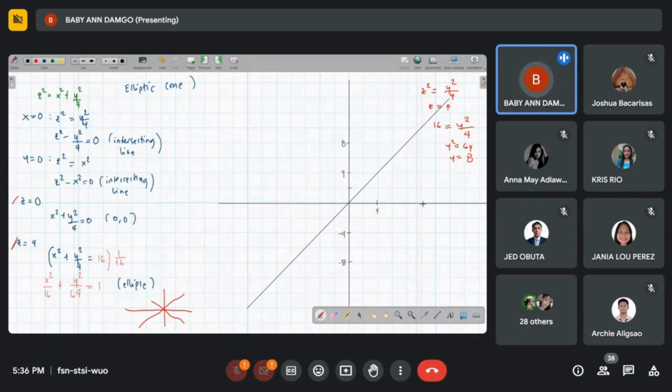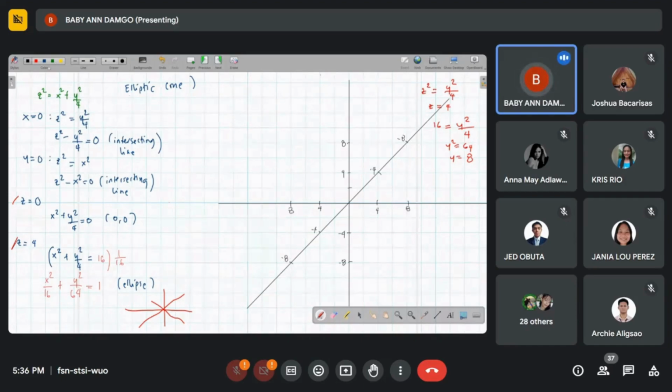Pero sa kuan na to, during exam, katong isa ka unit 1 jud to kay para align tanan. We have 8. This is 4. And then we have 8. So this is negative 4. And then we have a negative 8. Negative 4. And then this is negative 8.